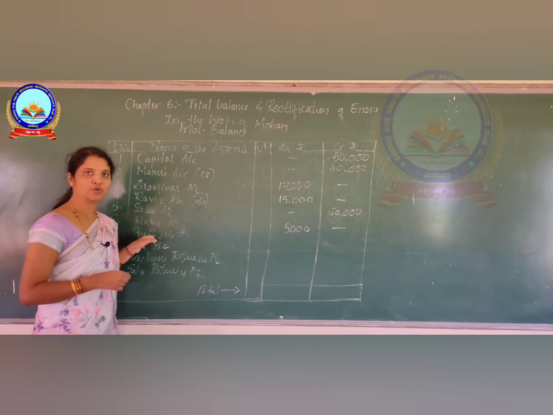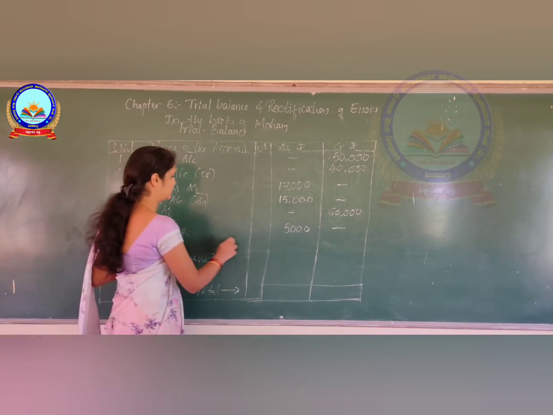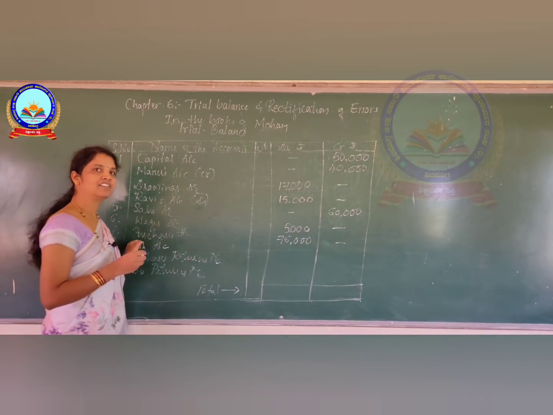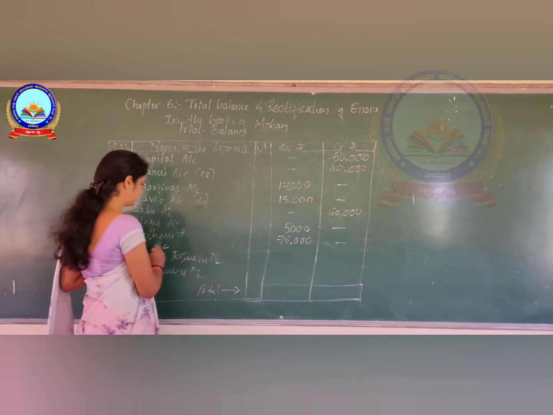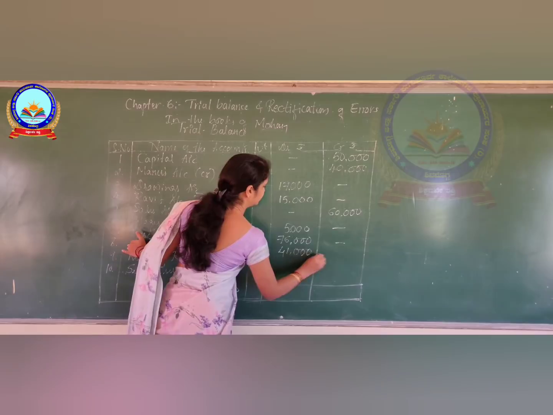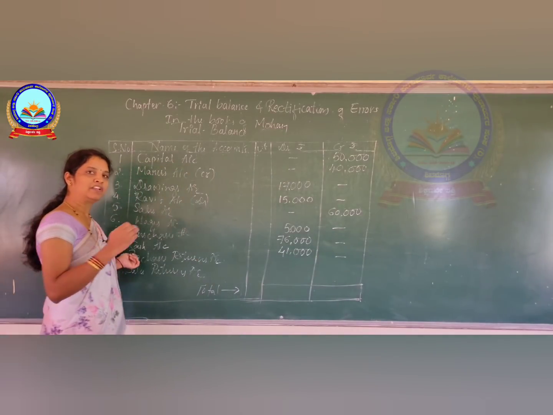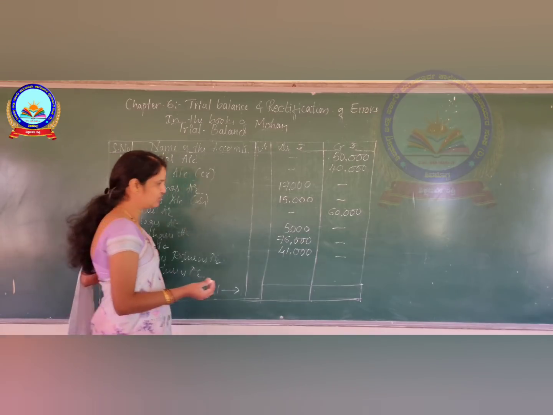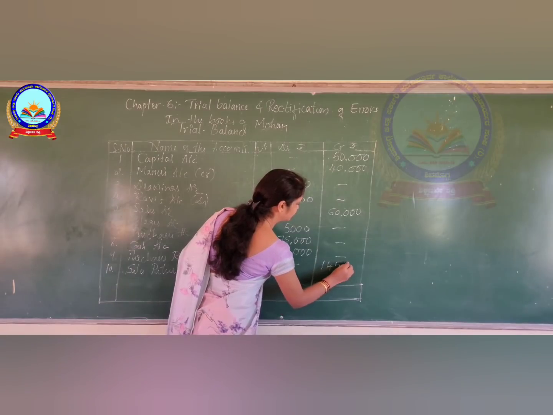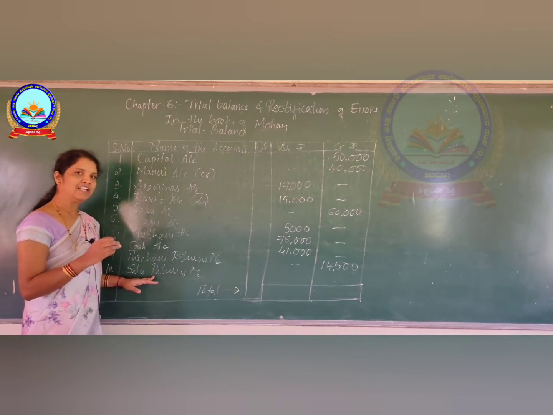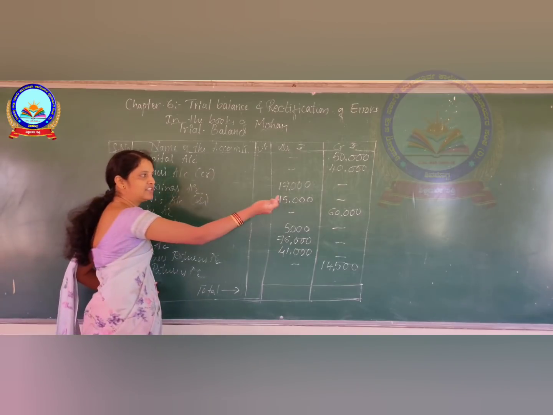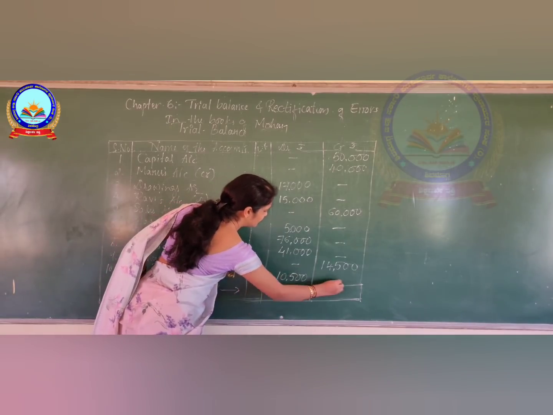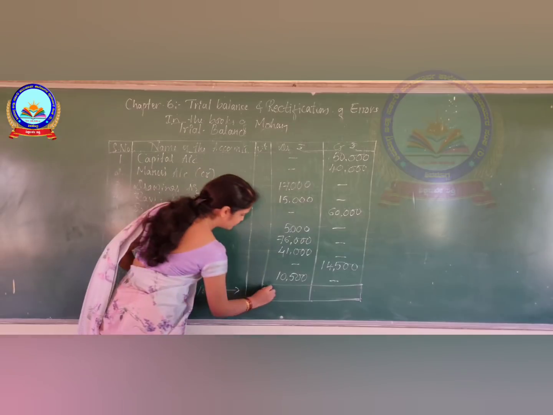Next, purchases. Purchases show debit balance. Write in the debit column rupees 76,000. Next, cash account. Cash account is an asset. Assets show debit balance. Write in the debit column rupees 41,000. Next, purchases return. Purchases debit, purchases return credit balance. So it shows credit balance. Write in the credit column rupees 14,500. And the last one, sales return. Sales credit, sales return account shows debit balance. Debit rupees 10,500. The total of both the columns is rupees 1,64,500.